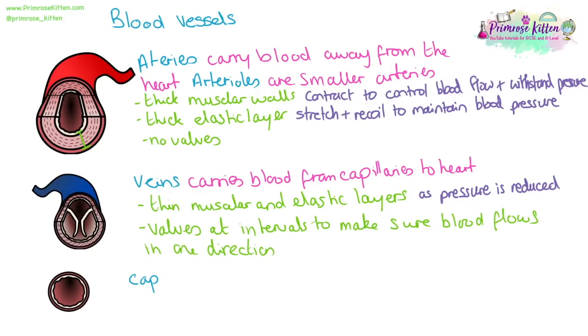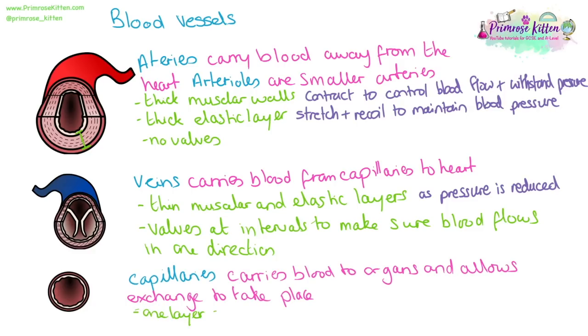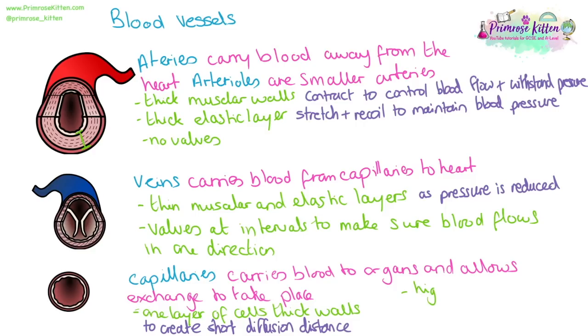And capillaries. These carry blood to the organs, and they allow exchange to take place. They are one layer of cells thick. The one layer of cell thick walls creates a short diffusion distance for substances. They are highly branched and very narrow to allow for the rapid diffusion of gases, nutrients, and ions into and out of the bloodstream. Being highly branched slows down the blood flow as well as being narrow, allowing for greater time to be given for diffusion.